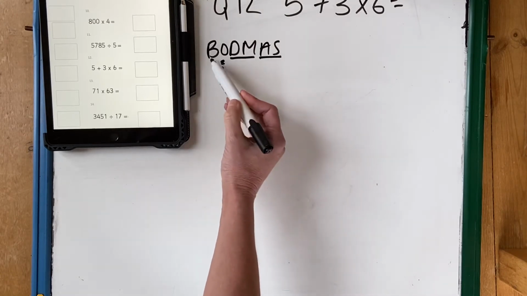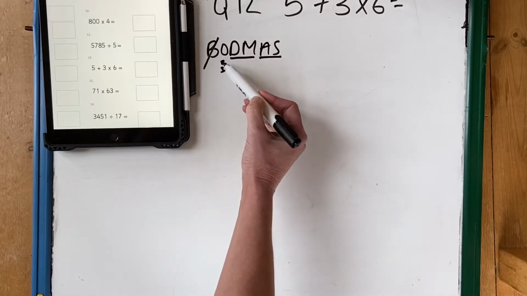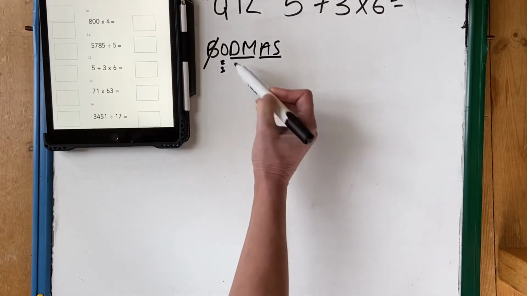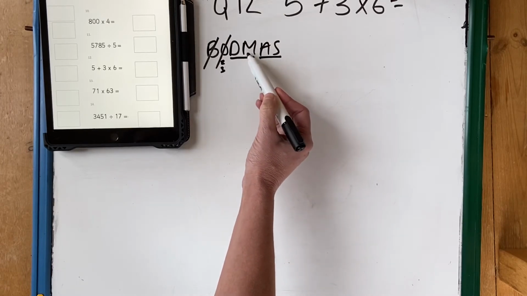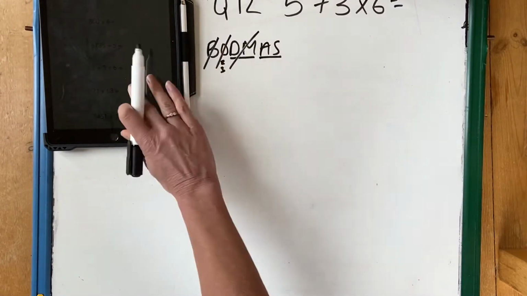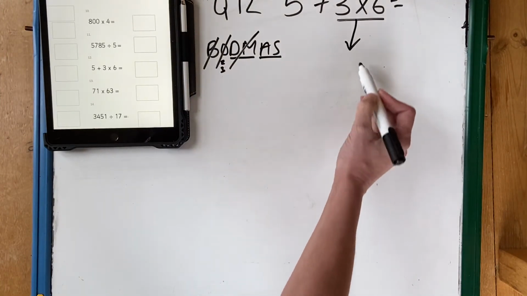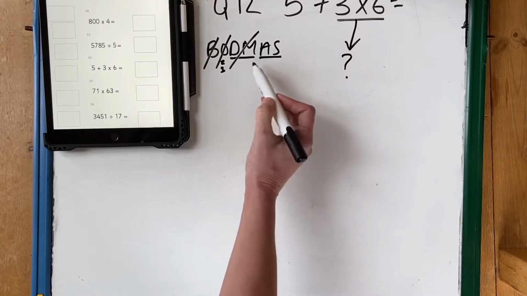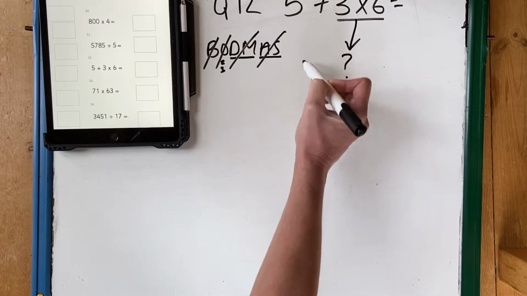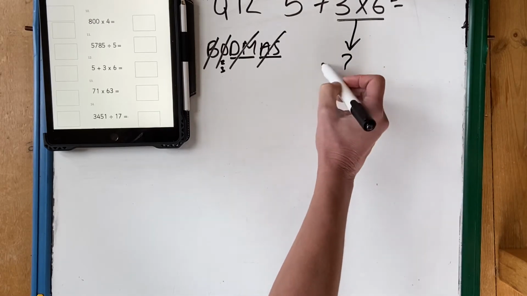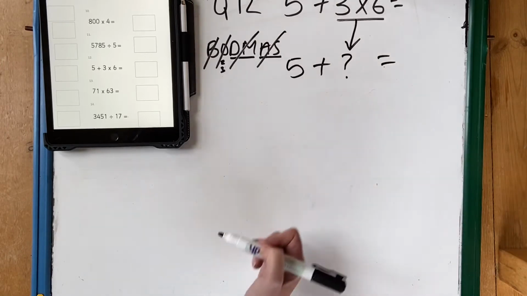So, are there any brackets in this calculation? No. Are there any square numbers or cube numbers in that calculation? No. Are there any division or multiplication? Yes. So, 3 multiplied by 6. What is 3 multiplied by 6? And then the last one you need to do is addition and subtraction. So then find that calculation and then add the 5. There's your answer.